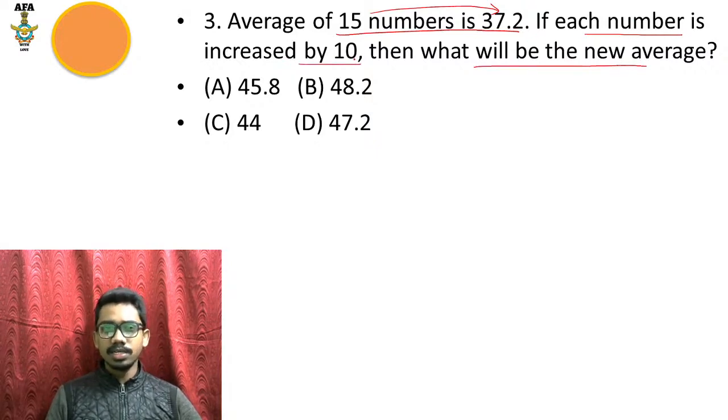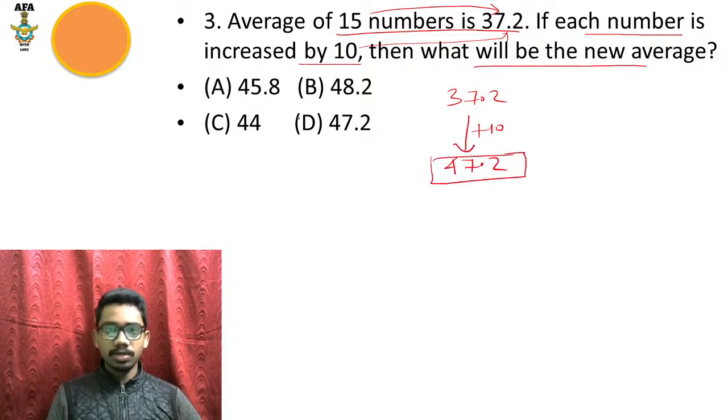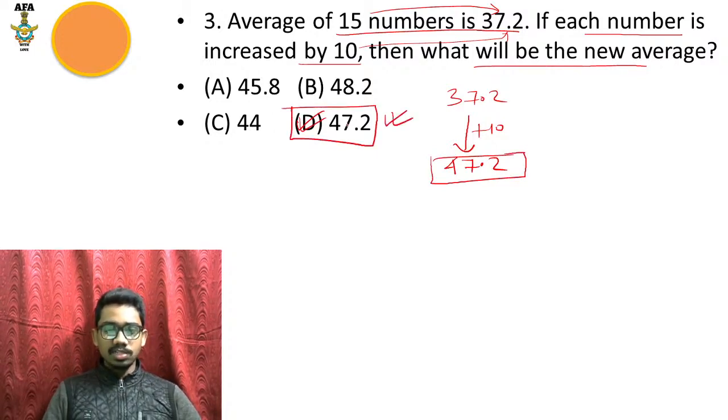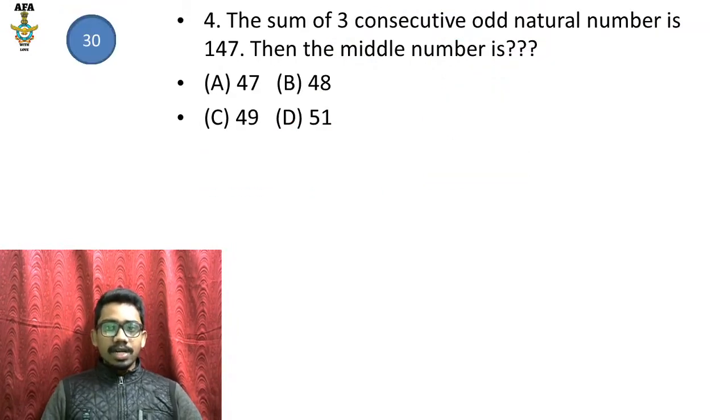If each number is increased by 10, then the new average will also be increased by 10. So the previous average is 37.2. It will also be increased by 10. It will be 47.2. Clear? It will be 47.2. So the correct answer will be answer option D. No need to solve this question. We can crack this question logically if our concepts are clear. So try to solve this question.